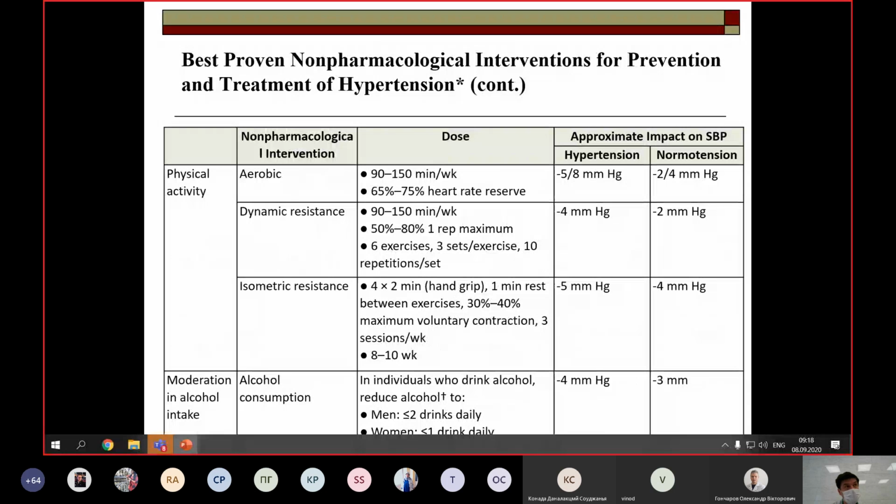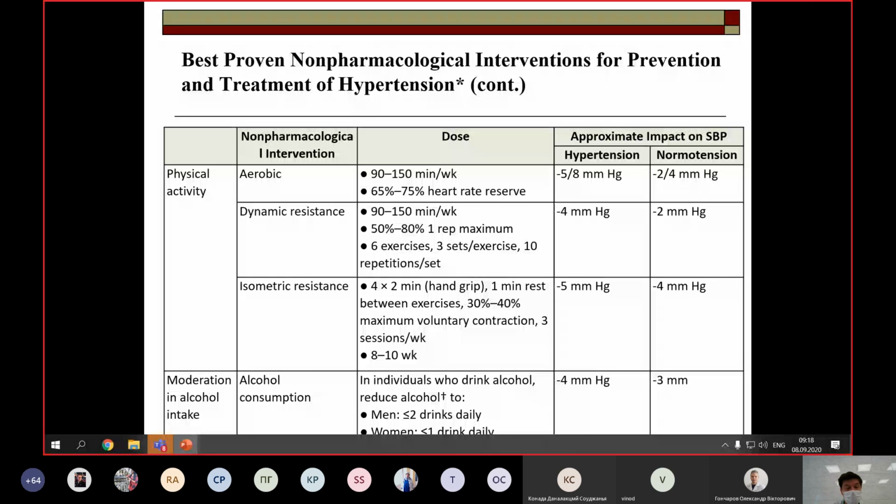Physical inactivity and alcohol intake are qualified as powerful factors contributing to the natural evolution of arterial hypertension, and modification of them can improve survival. Aerobic and dynamic exercise can decline BP on average 4 to 8 millimeters, and isometric resistance might be associated with a smaller result, a 4 to 5 millimeter decline. So the main principle of extending physical activity affects predominantly aerobic exercise. Please use the recommendation in your routine clinical practice.